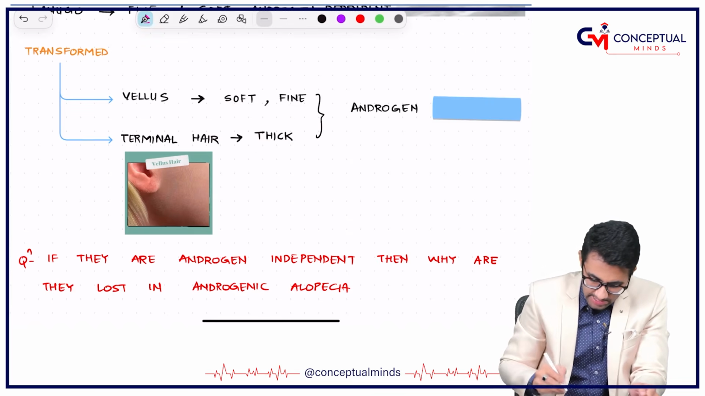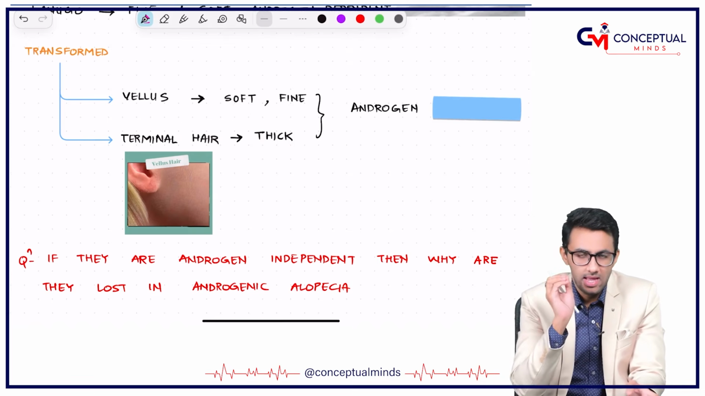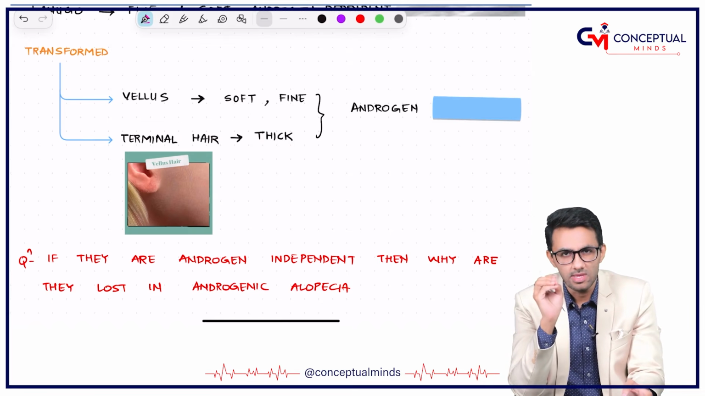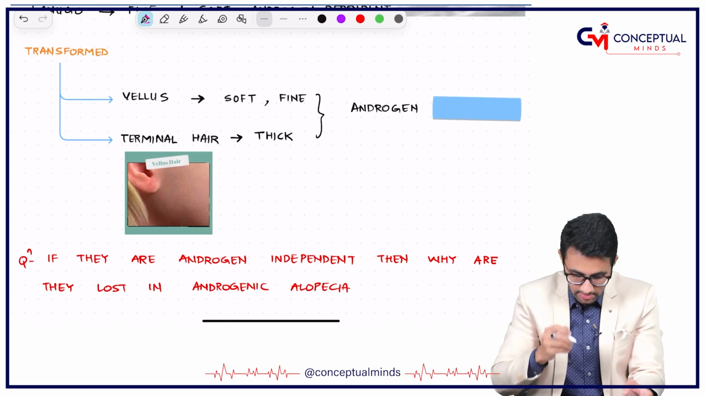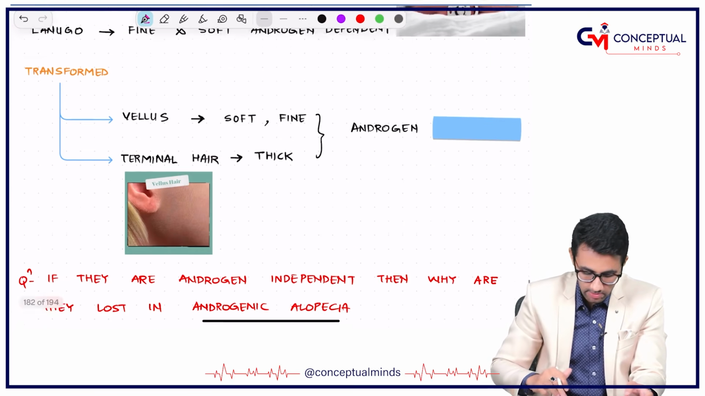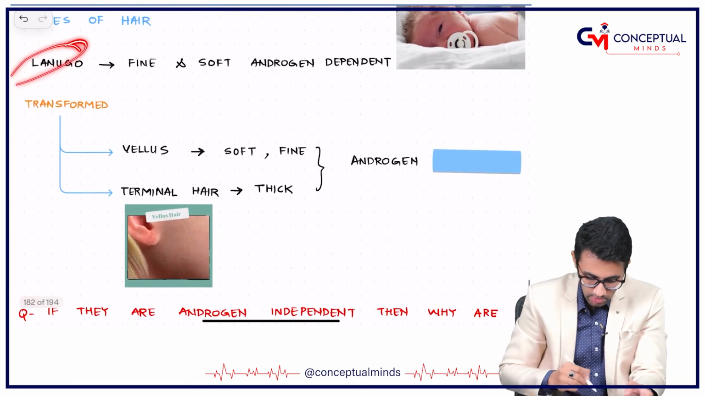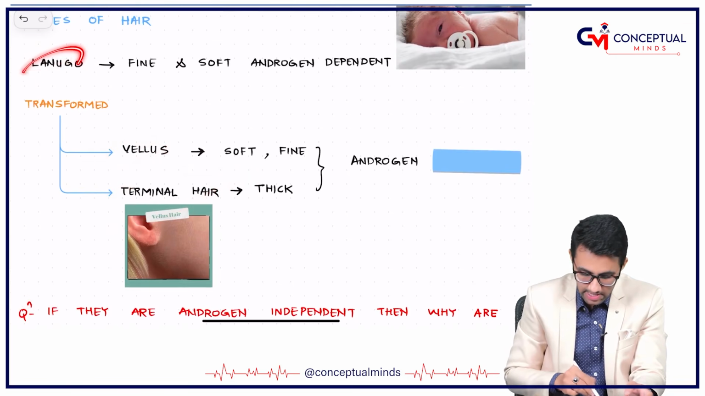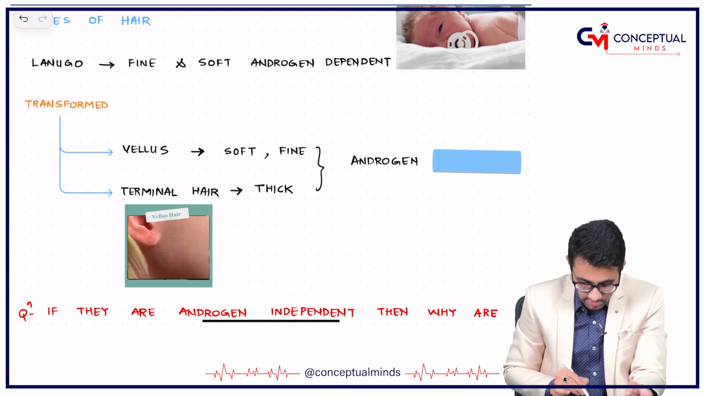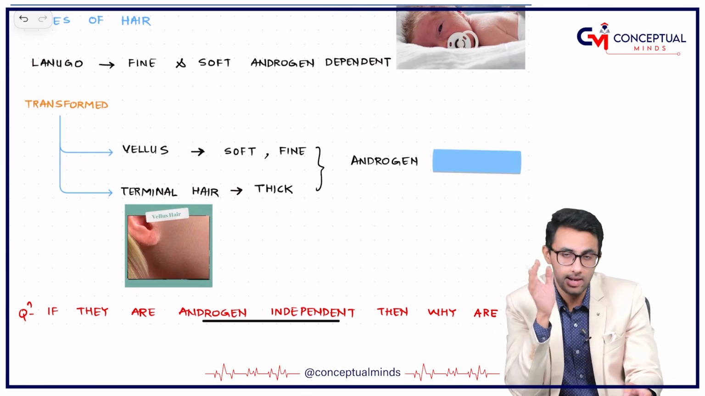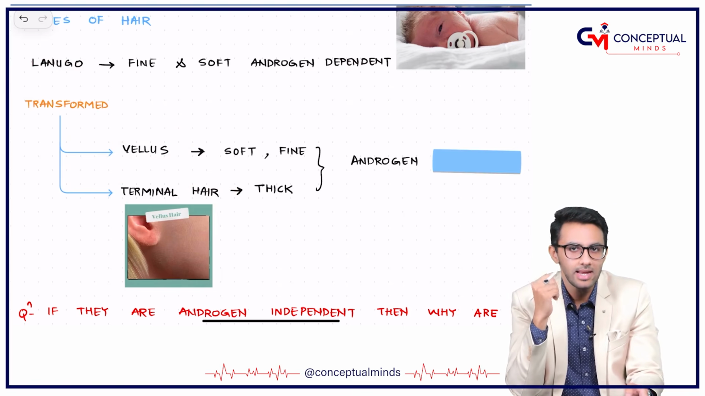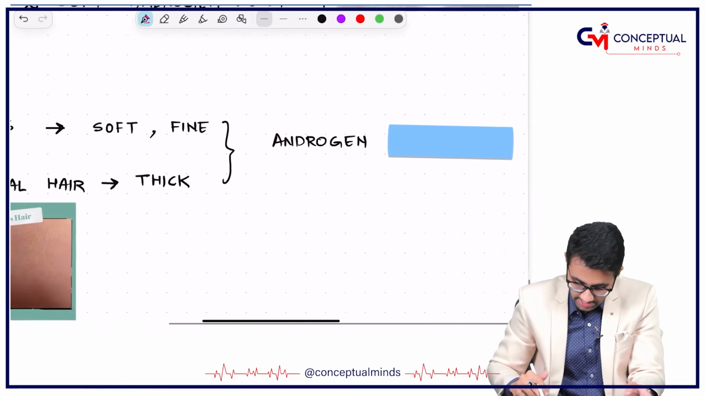And one more thing, I just want you to take a guess about the androgen sensitivity. What do you think? Are they androgen dependent or androgen independent? Think with me about these three types of hair I just described: lanugo, vellus and terminal. Lanugo I'm telling you is dependent. What do you think about vellus hair and terminal hair? Are they androgen dependent or independent? They are androgen independent.